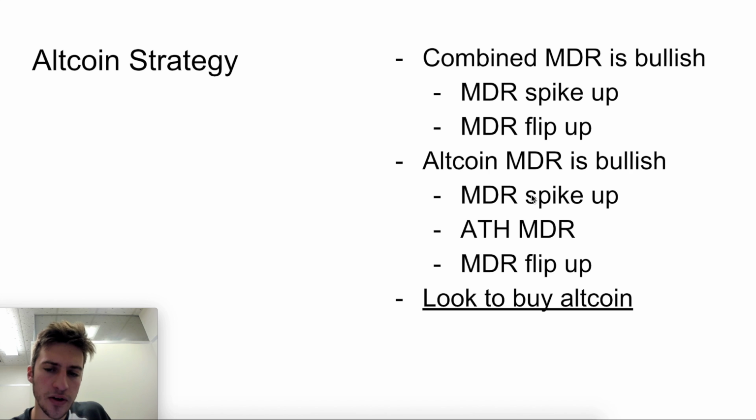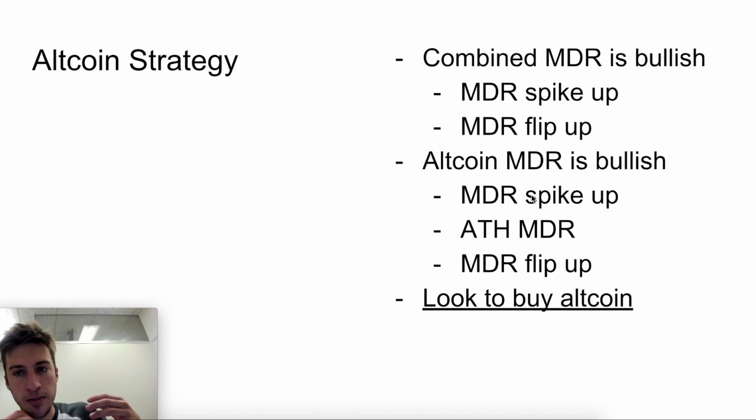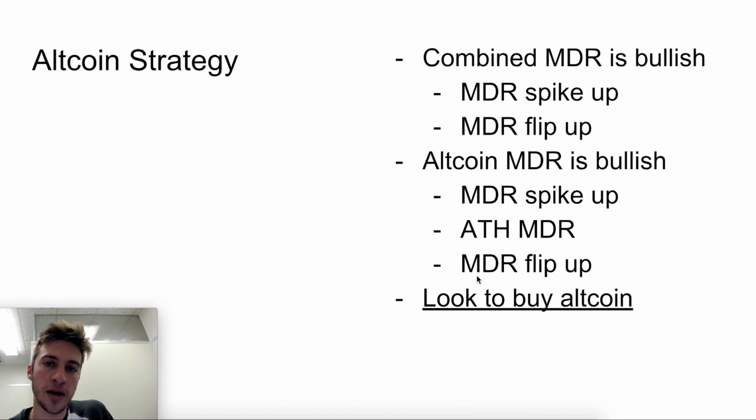And I've done 2 videos on what a bullish MDR looks like and what a bearish MDR looks like, so you can look at those 2 videos for that. But just the basic strategy here is look at the combined MDR, look for these to happen, and then look at the altcoin MDR and look for these 3. If you see that the combined MDR is bullish and the altcoin MDR is bullish, it's likely that the price of that coin is going to rise.